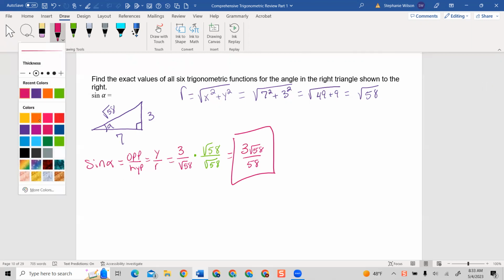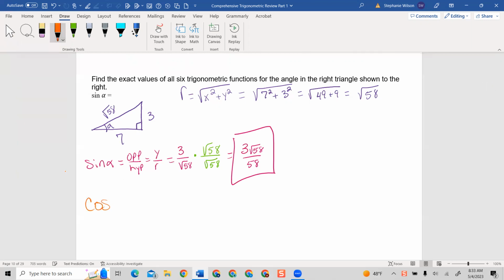All right, so let's find cosine. Well, cosine is adjacent over hypotenuse, which is x over r. So x value here is 7 and r is square root of 58. And again, since we can't have square root in the denominator, we're going to clean it up by multiplying by its conjugate. So now I have 7 square root of 58 over 58. So there's my cosine. And you can double check, see if 7 goes into 58, and if it reduces, reduce.